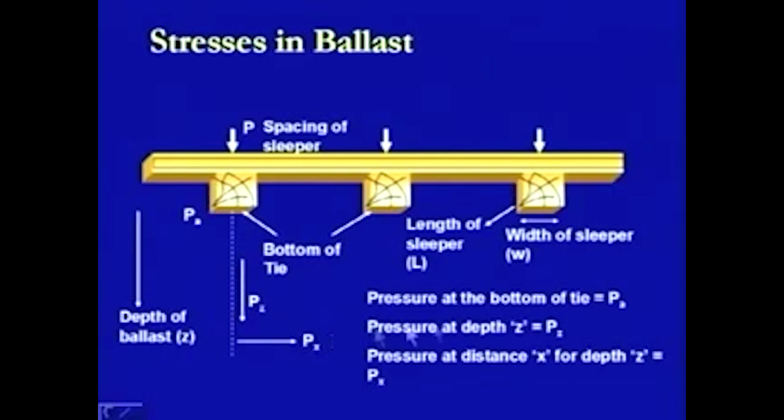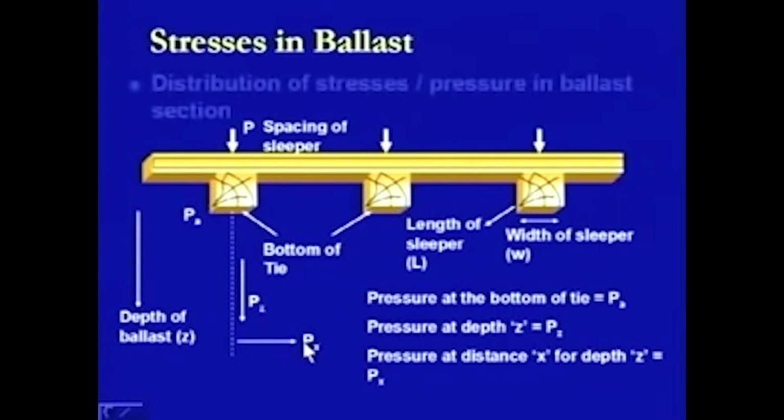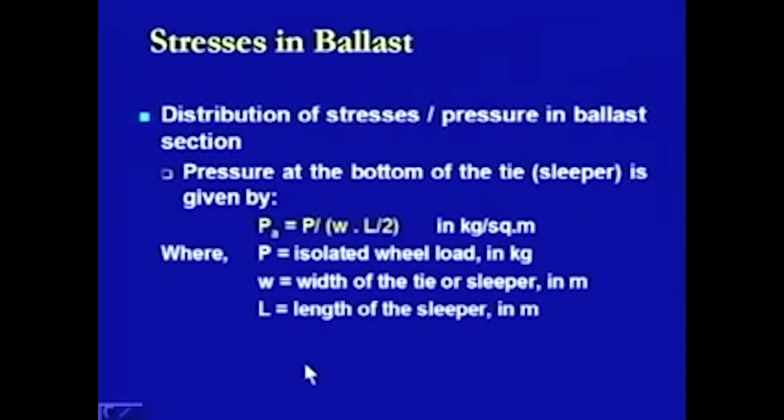So, the pressure at the bottom of the tie, the sleeper, is known as Pa, and the pressure at the depth Z will be Pz, that is we are coming to this level, then it is Pz, and the pressure at distance x from the depth Z in this direction is Px. So, this value we can compute as Pa, which is nothing but the load divided by the width of the tie or the sleeper multiplied with the half of the length. So, this is how Pa can be calculated.